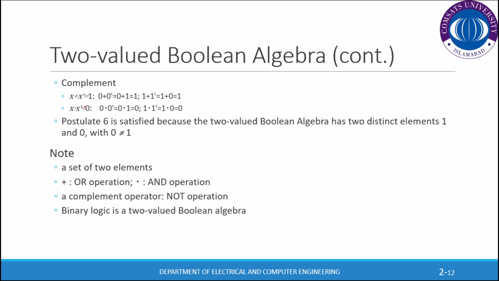X dot x bar is equal to 0. If we have 0 dot 0 bar, we'll have 0 dot 1. 0 dot 1, that is the AND operator. For AND to give a 1, it's important that both of them should be 1. Whenever we have a complement x bar, it will never produce a 1 because both of them will be different.